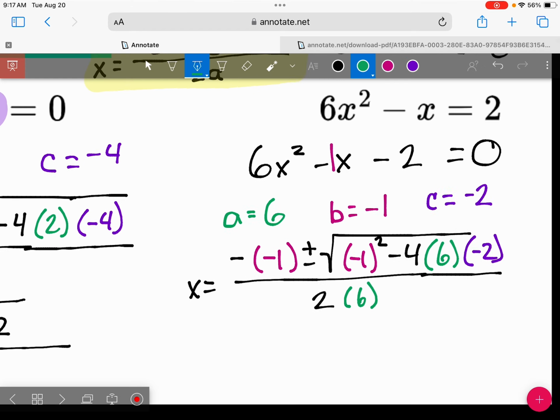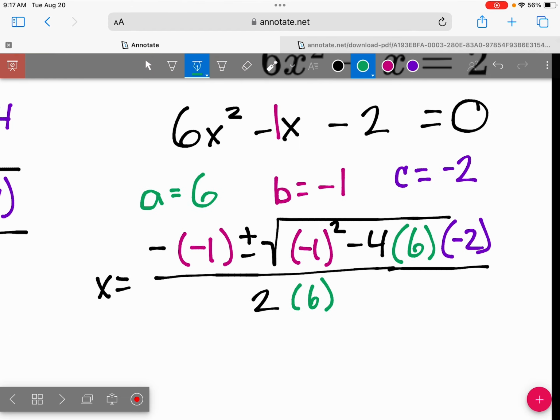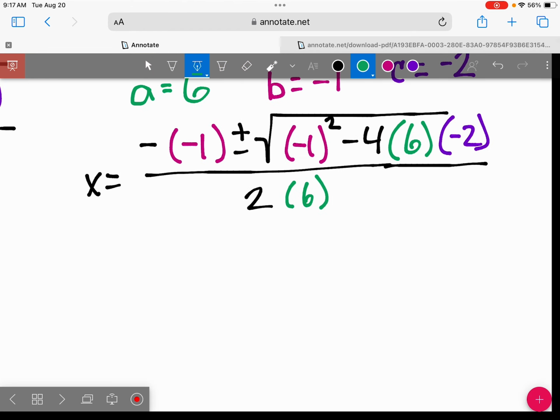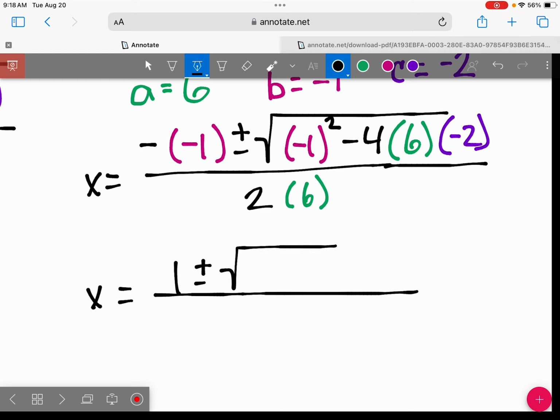All right, I'm going to cover up the quadratic formula for a minute. I can always put it back up. I just want to make sure we can see what we're doing here. So we're substituting these pieces in. Then let's simplify this as far as we can go. First thing first, opposite of -1 is +1. Plus or minus our square root.